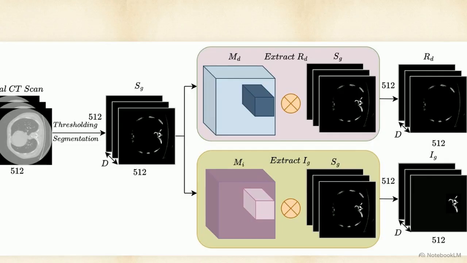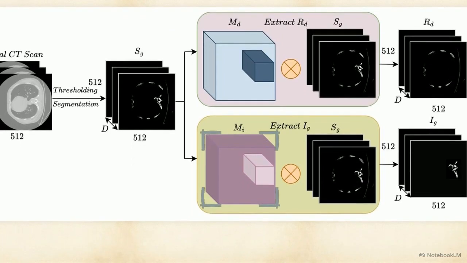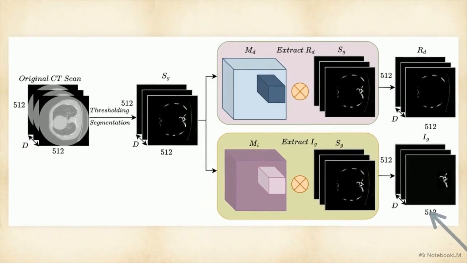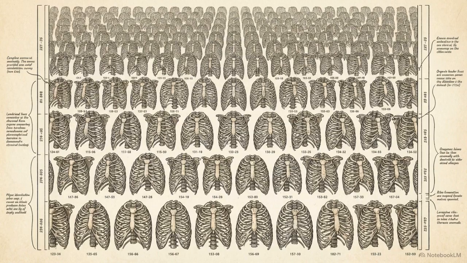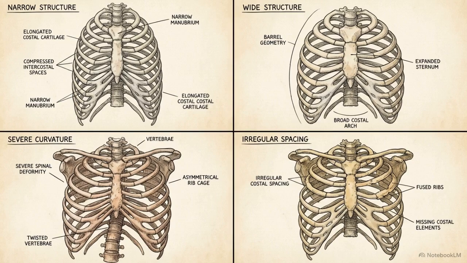In this data pipeline, a zero-mask M_D embedded into the bone volume S_G extracts the defective ribcage R_D. In parallel, mask M_I isolates the ground truth implant I_G. These paired volumes are then resized into standardized grids of 256 by 256 by 128 for consistent network training batches. Automating the creation of synthetic defects supplies the deep learning framework with the sheer volume of data necessary to learn structural reconstruction across a massive variety of rib geometries.